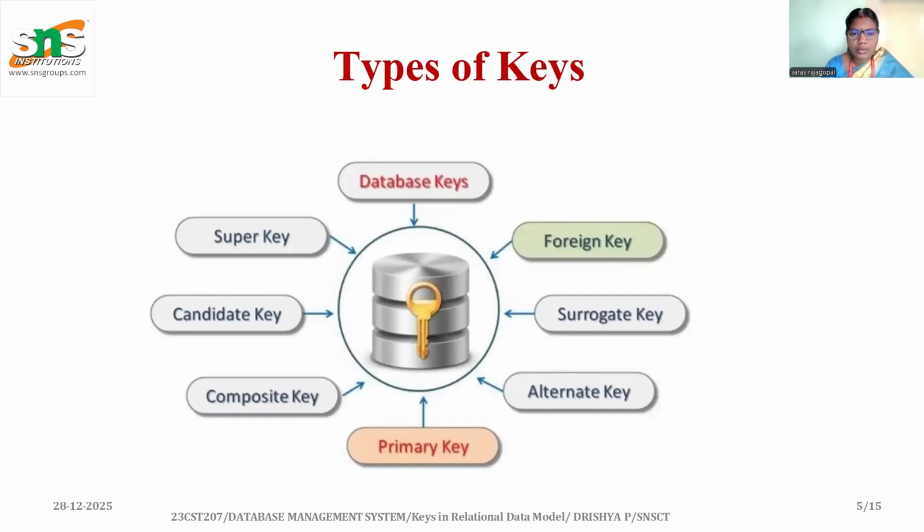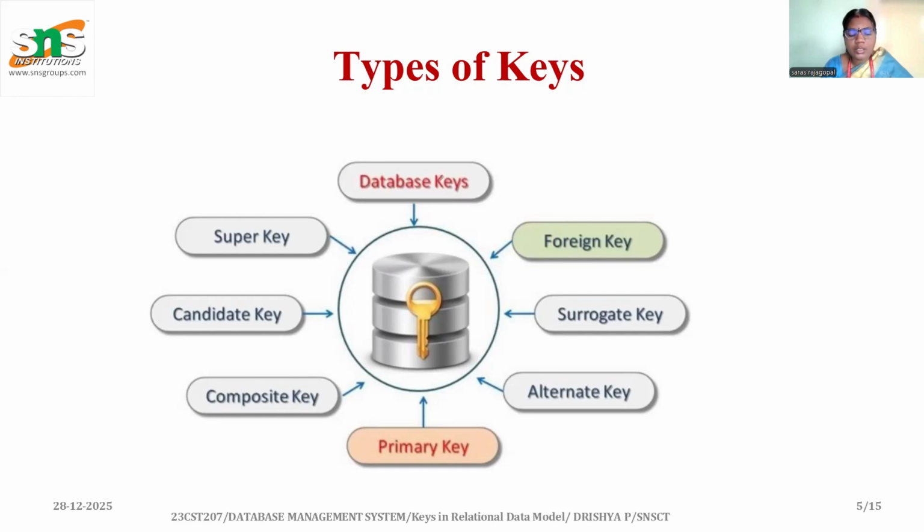There are many different types of keys in a database model. The first one is the primary key, second is the foreign key, and then candidate key, composite key, surrogate key, alternate key, and super key. A primary key is used to uniquely identify the tuples in the relation. A foreign key is used to establish the relationship between more than one table.